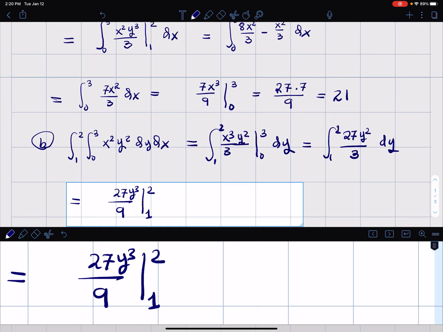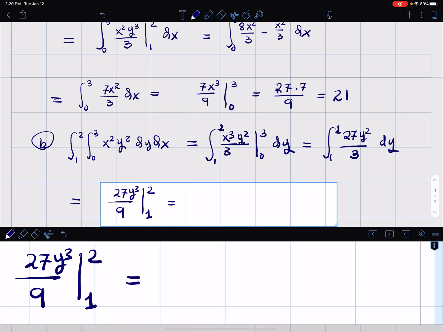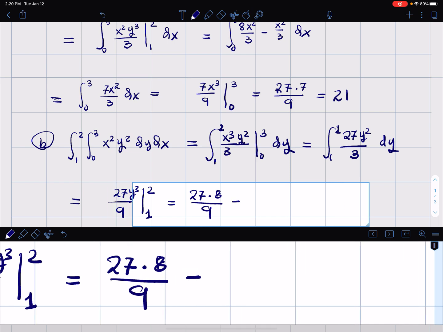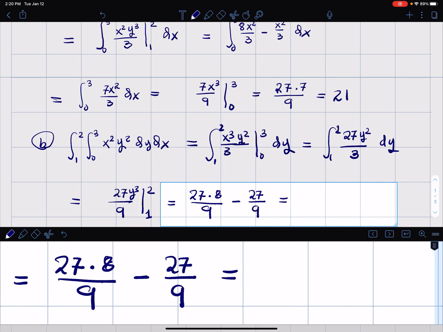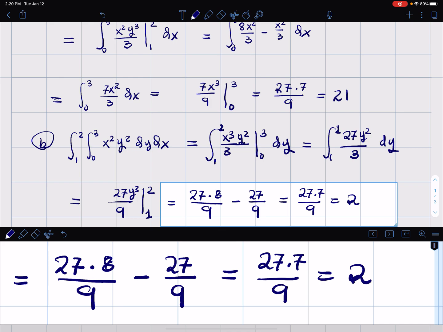So if you plug in 1, you get 0. If you plug in 2, you get 27 times 8 over 9, minus, you plug in 1, you get 27 over 9. Okay, so this is just 27 times 7 over 9, which is 21. Okay, the answer is correct.